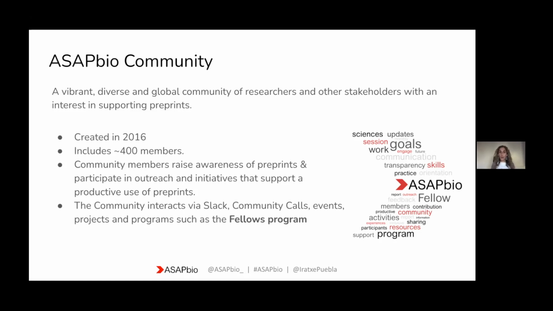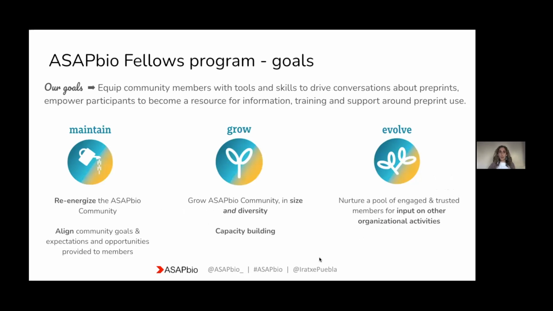The overall common thread is that all the members have an interest in preprints and they want to support raising awareness about preprints for science communication, so they may participate in outreach, talk to other community members, and also we hope for the community to be a forum where they can also come with any questions or challenges and can get some support around that. The community runs fully online. We have a Slack group, but also some other programming such as community calls, and we run events that we invite community members to attend. And more recently, we developed the Fellows program that I'm going to be diving into in a bit more detail.